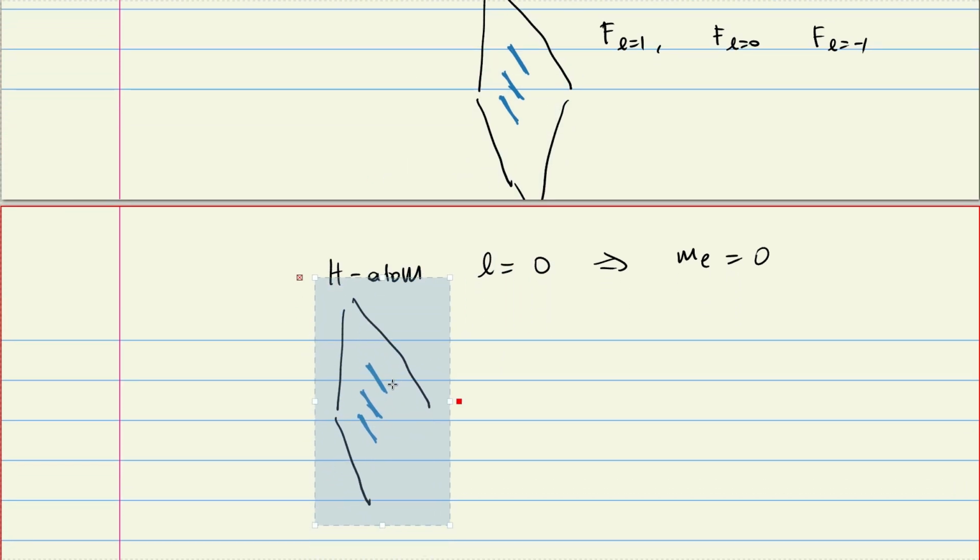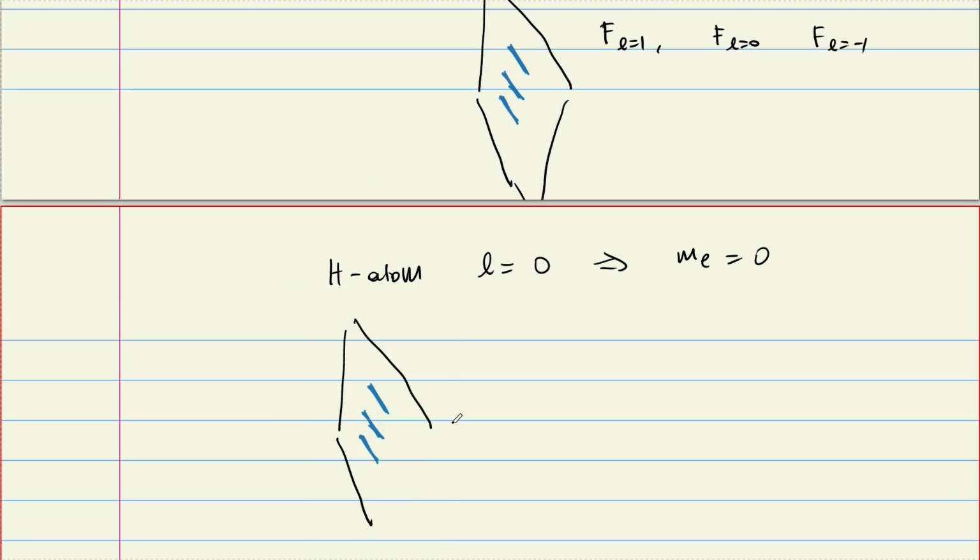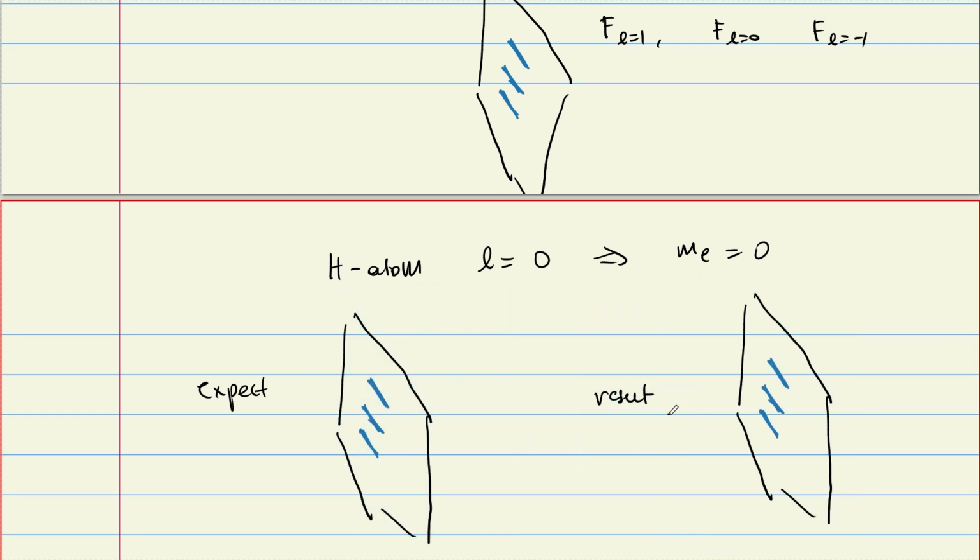okay, this is what we expect, but the result of the experiment is not this. What we see is we actually see 2 lines. Oh, sorry. We expect no splitting, but we see 2 lines.